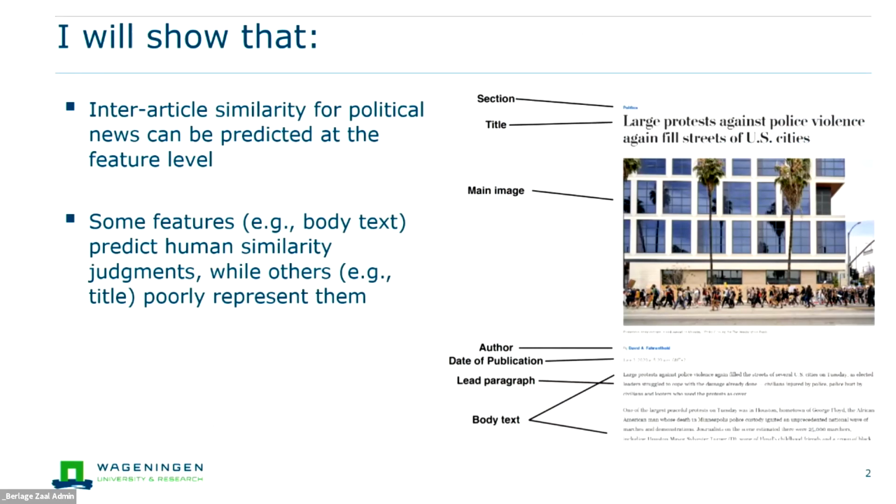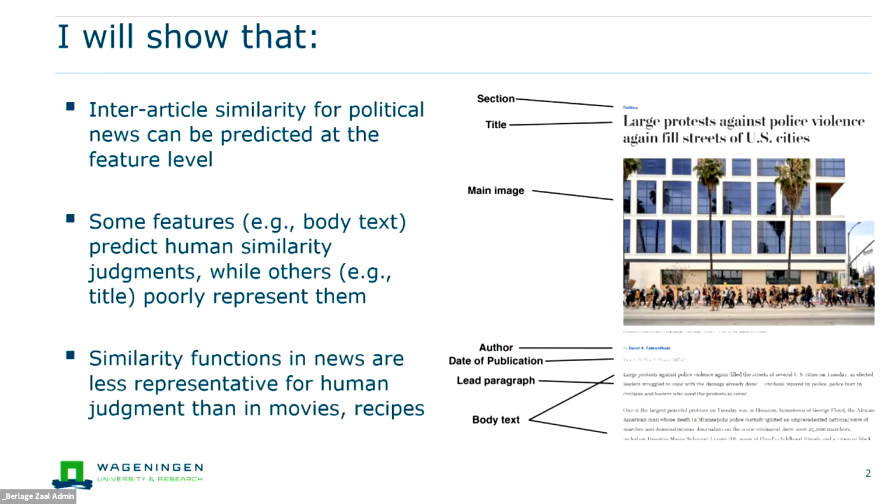And that some features, for example, the body text of these political news articles, are more representative of human similarity judgments, while others poorly represent them. And finally, similarity functions in news seem to be less representative for human judgments than in some other domains. And in this study, we looked into the domains of movies and recipes.